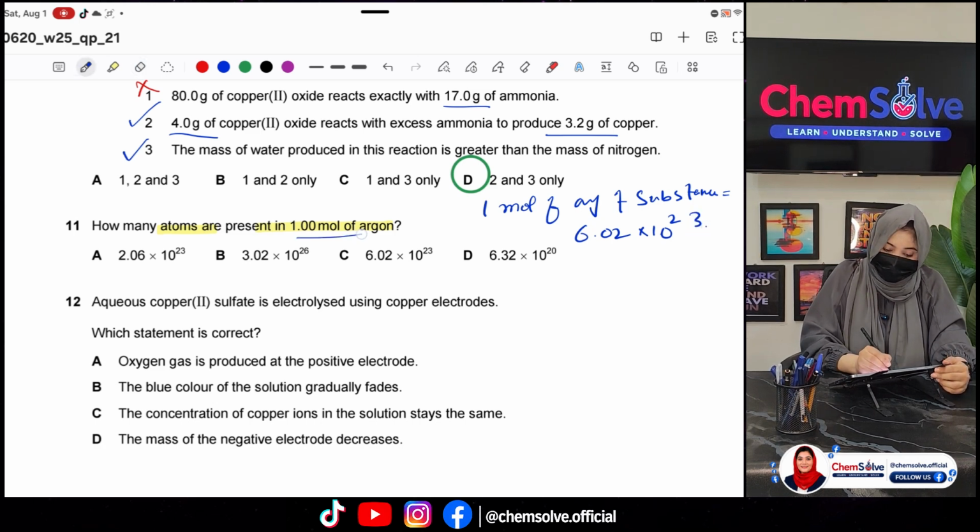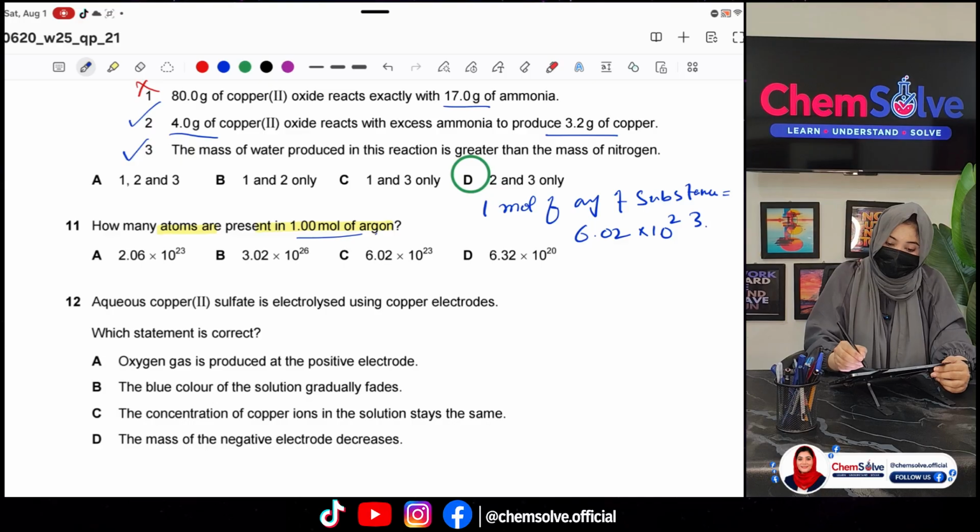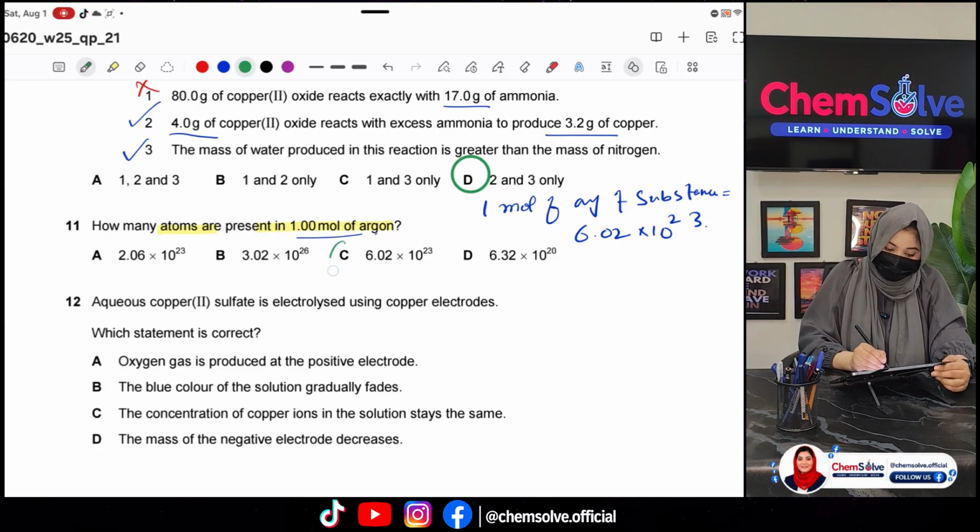So if there is 1 mole of argon, it contains the Avogadro number of particles, and that is C over here.